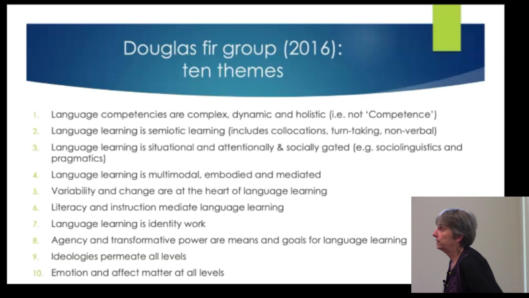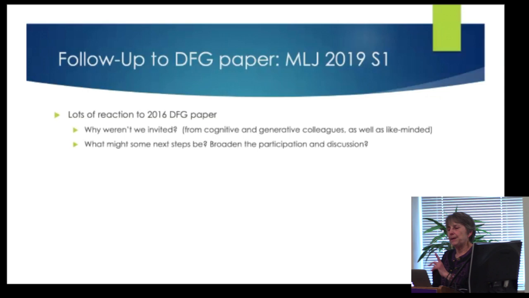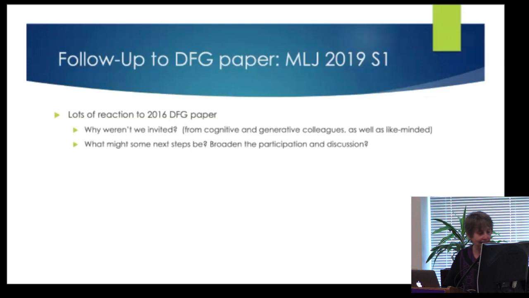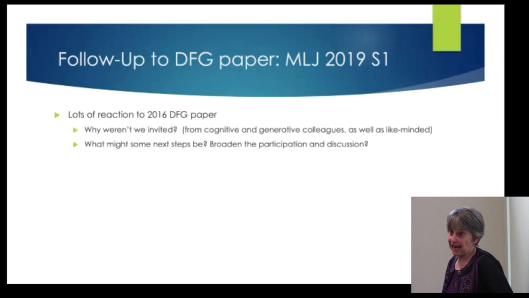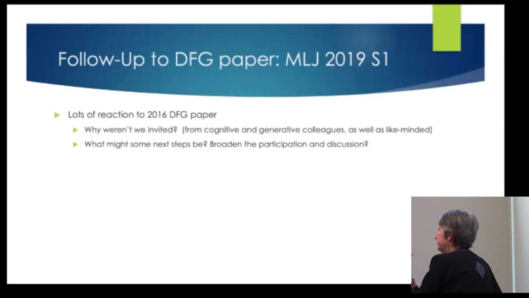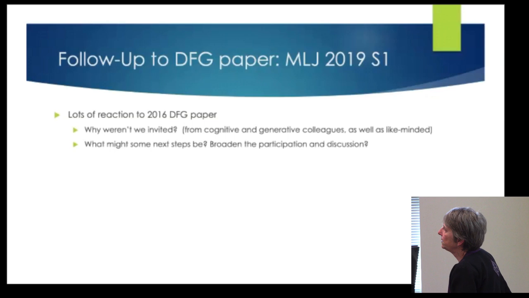Now, this paper came out, and the first thing that happened was, why weren't we invited, right? How come you guys got to write that paper and we didn't? Even people like Sue Gass, who does cognitive work, she's like, how come I wasn't invited? But you haven't talked about social context, right? So all of that got talked about at conferences, among like-minded people, and it was generative. So the question was, what would be some next steps? How can we broaden this out?